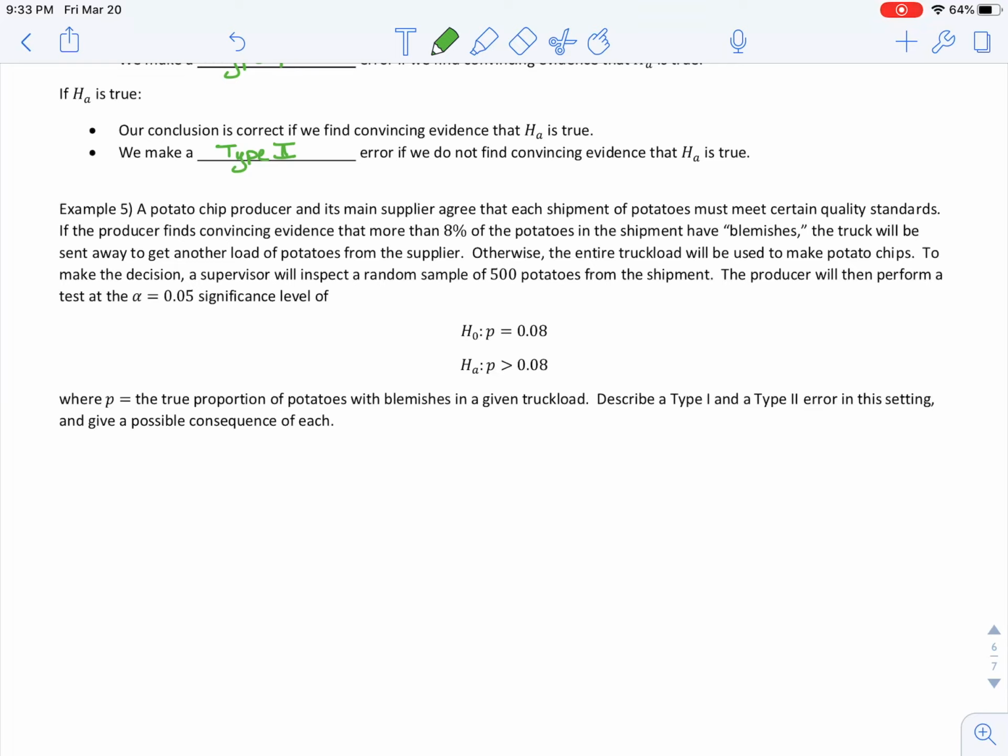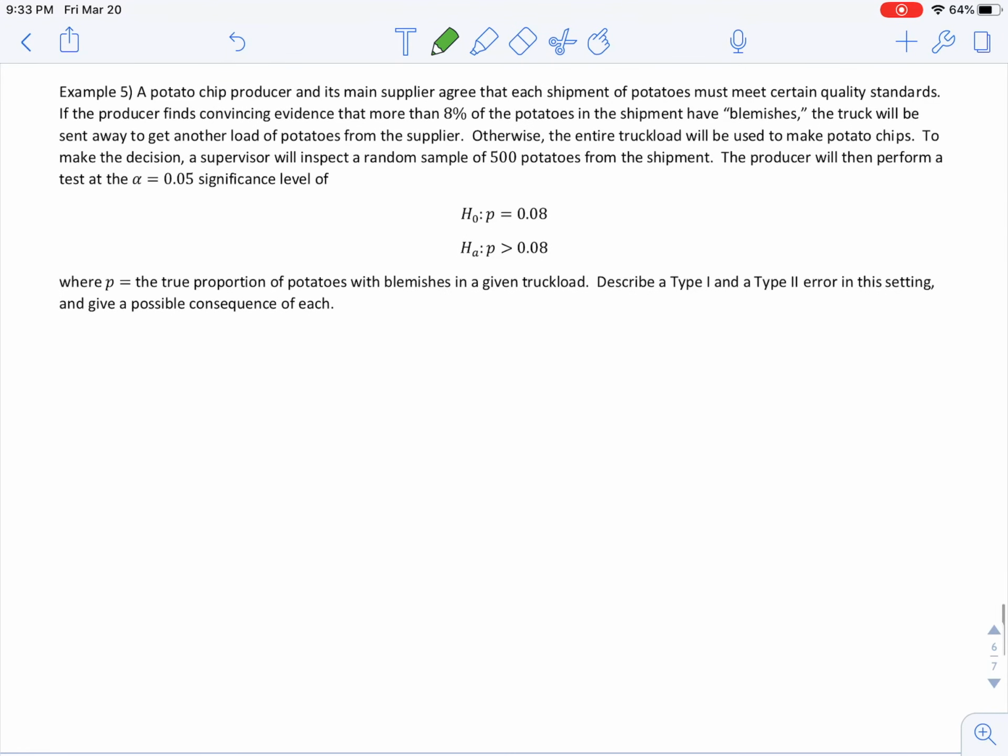So, if there's a potato chip producer, and its main supplier agrees that each shipment of the potatoes must meet certain quality standards. If the producer finds convincing evidence that more than 8%, which is in our alternative here, of the potatoes in the shipments have blemishes, then the truck will be sent away to get another load of potatoes from the supplier. Otherwise, the entire truckload is used for potato chips. To make the decision, a supervisor will inspect a random sample of 500 potatoes from the shipment. The producer will then perform a test at the alpha being 5% significance level, and we have these two hypotheses.